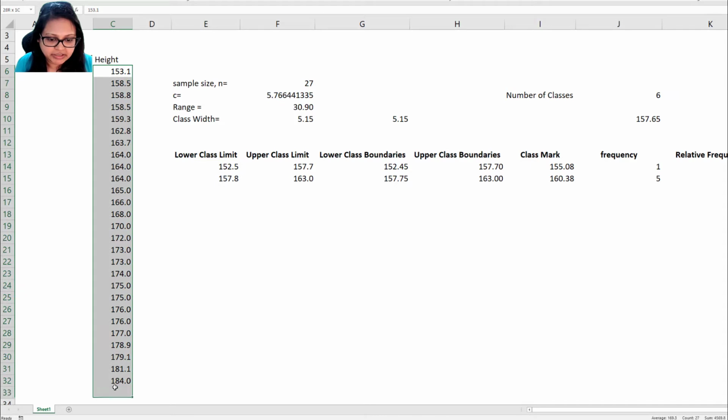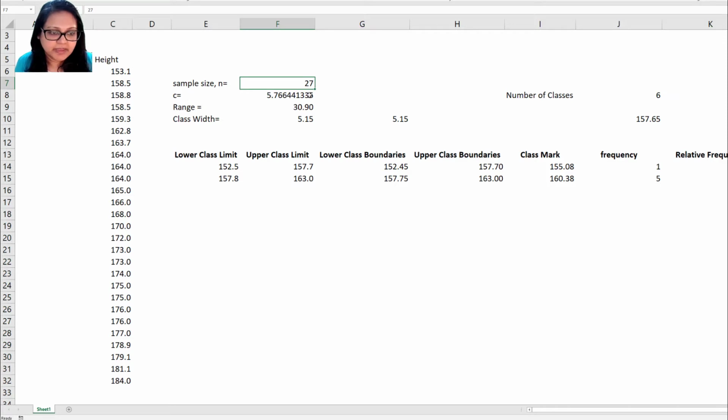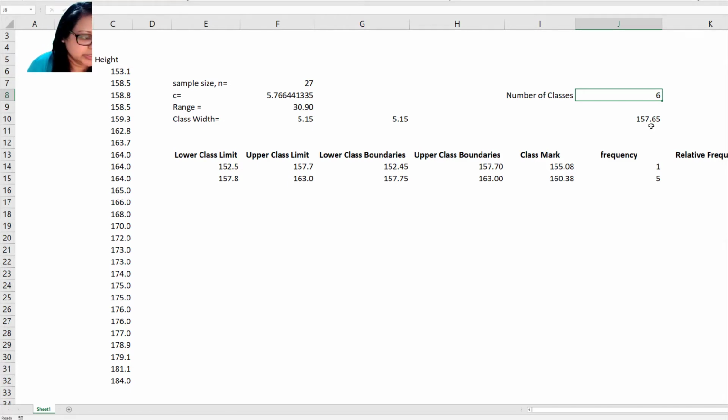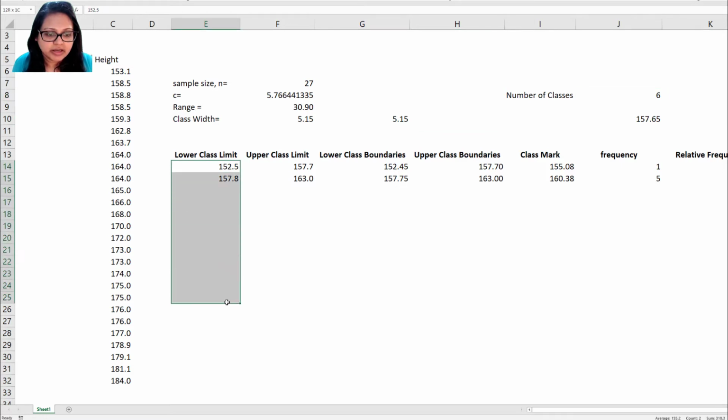You can see I have the height information I showed you before. Then I have the sample size of 27. Then I use that formula: 1 plus 3.33 times the log of the sample size. Then I found my number of classes. It's a really long decimal value, so I said let's round up, and I rounded it up. Sometimes people round down depending on the lowest and highest values. You can see the number of classes I'm going to use is 6. That means there will be 6 groups here.